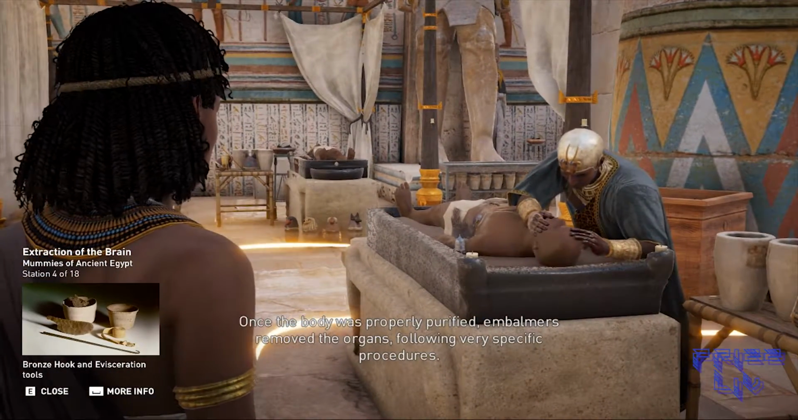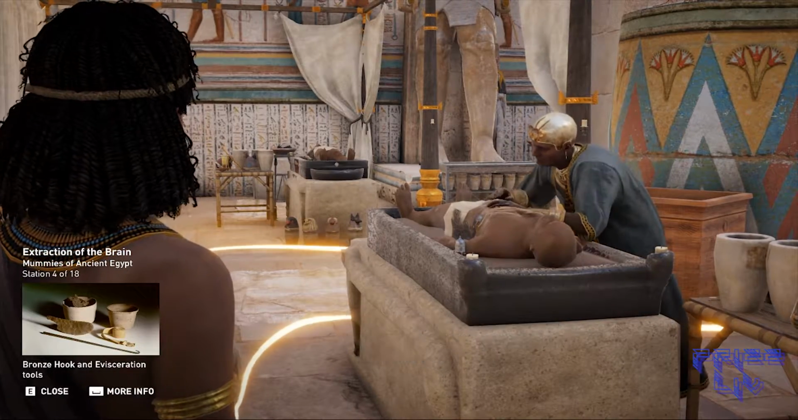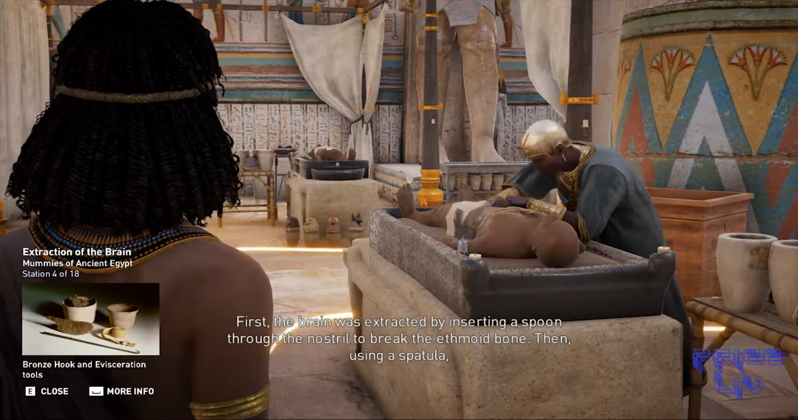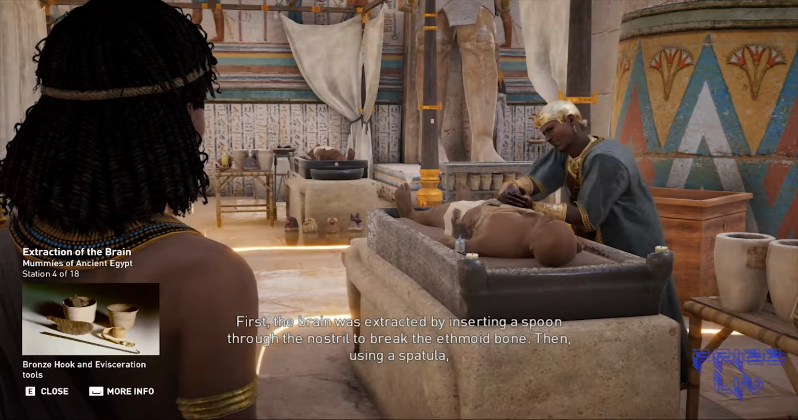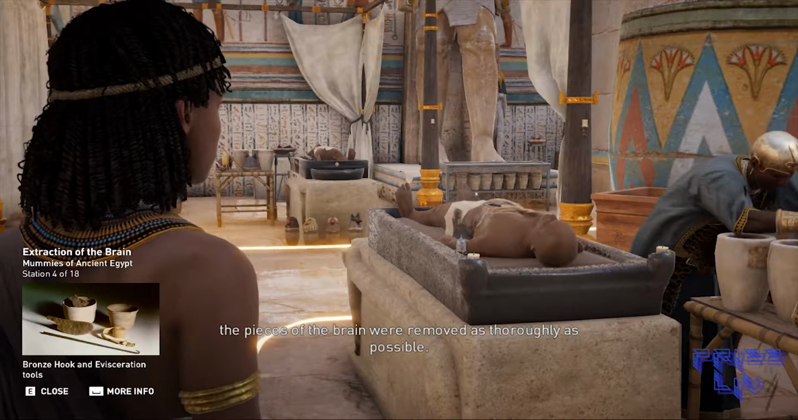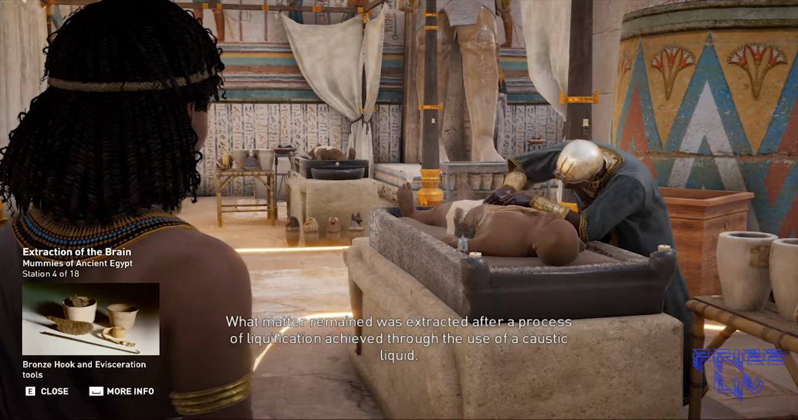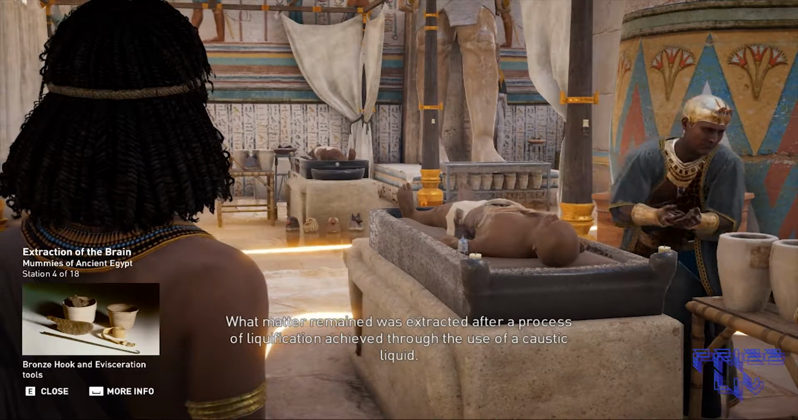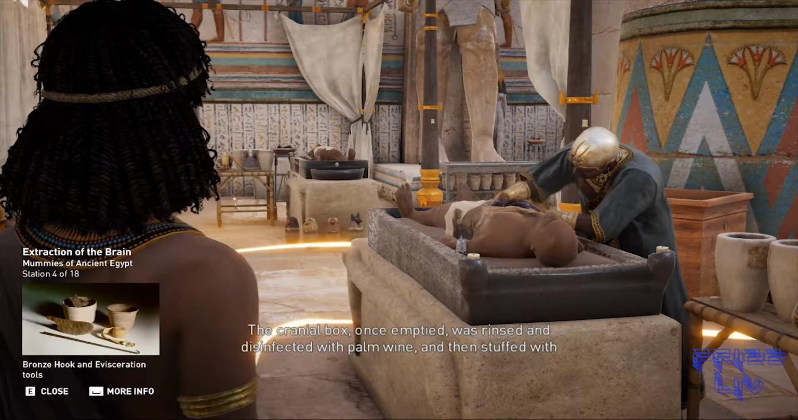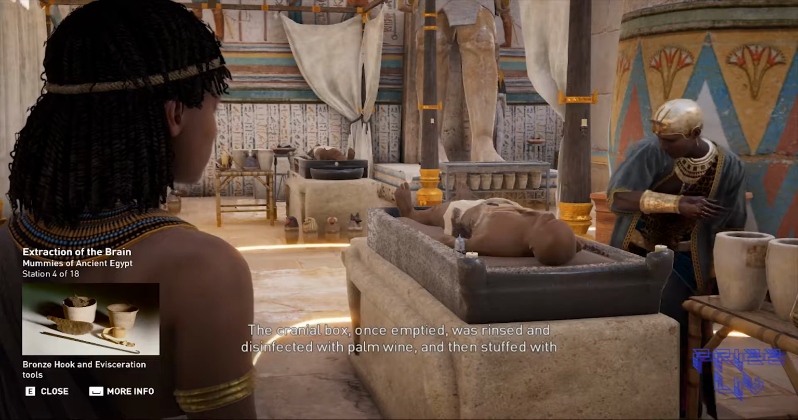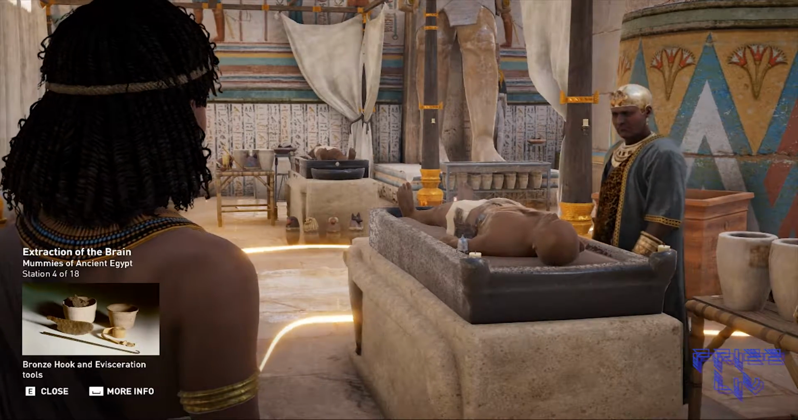Once the body was properly purified, embalmers removed the organs, following very specific procedures. First, the brain was extracted by inserting a spoon through the nostril to break the ethmoid bone. Then, using a spatula, the pieces of the brain were removed as thoroughly as possible. What matter remained was extracted after a process of liquefaction, achieved through the use of a caustic liquid. The cranial box, once emptied, was rinsed and disinfected with palm wine, and then stuffed with strips of linen cloth and liquefied resin.